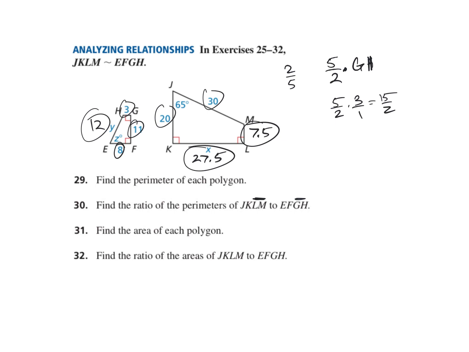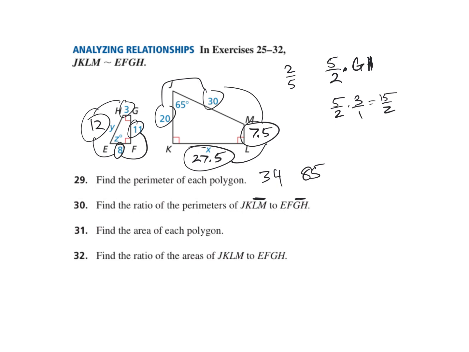So 3, 12 is 15, plus 8 is 23, plus 11 is 34. So that's 34 for the small one. And 20 plus 30 is 50, plus 7.5 is 57.5. And then we do the 57.5 plus the 27.5, and we get 85. So the perimeter of both of those is 34 and 85.